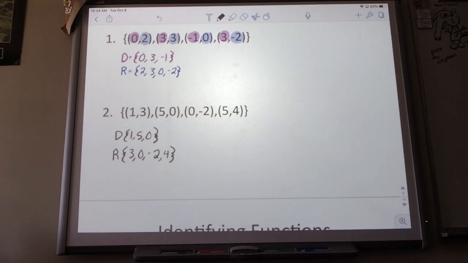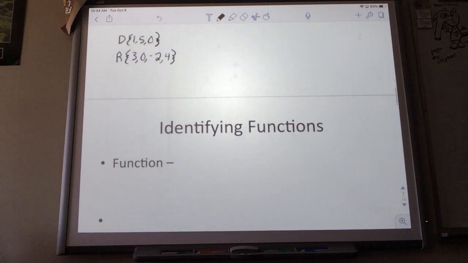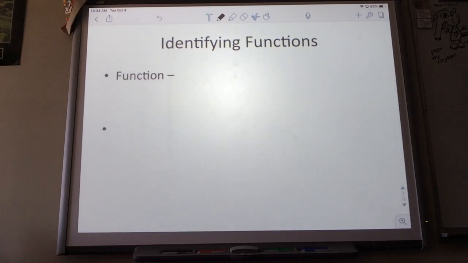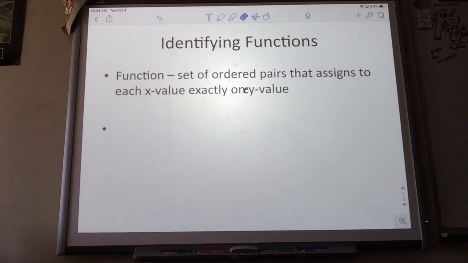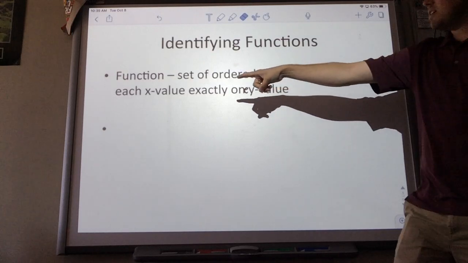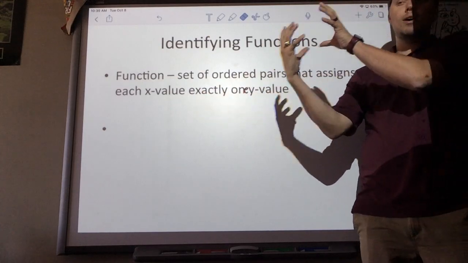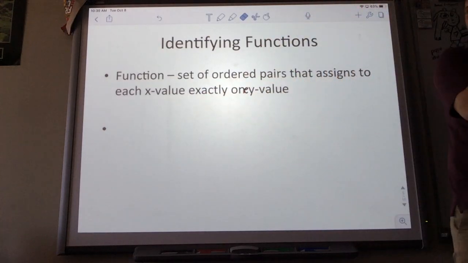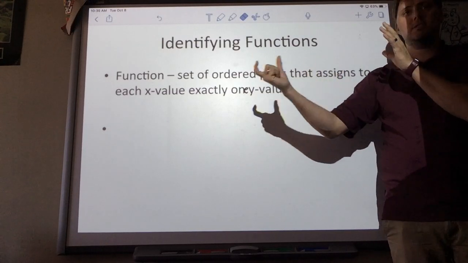Okay, next is functions. Again, I said functions are very, very easy. I'm about to show you the harder definition. You don't even have to write down the harder definition. Okay? So the harder definition is this. A set of ordered pairs that assigns each x value exactly one y value. Again, you do not have to write this down. I'm going to show you something different that's next to that bullet point in a second. Okay? A function is where one x value gives exactly one y value. One question gives exactly one answer. There's not multiple answers for the same question, same x.